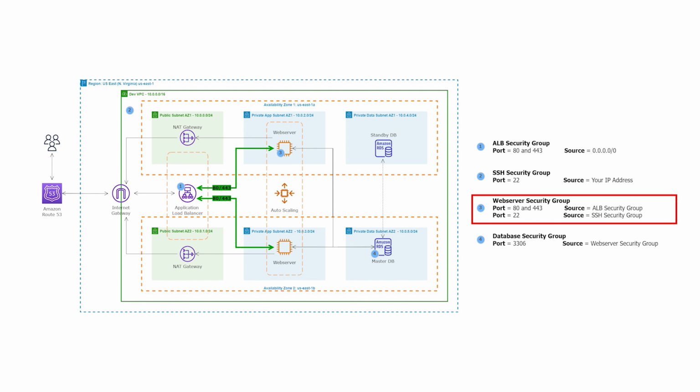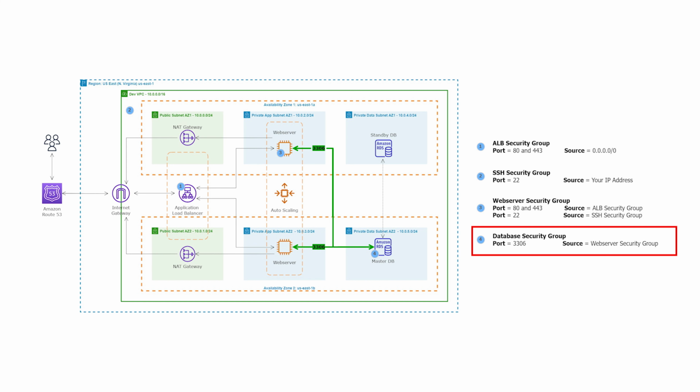The third security group we will create is called Web Server Security Group. This is the security group we will add to our EC2 instances. And on this security group, we will open port 80 and port 443. The source is going to come from our Application Load Balancer Security Group. We will also open port 22, and the source is going to come from our SSH Security Group.